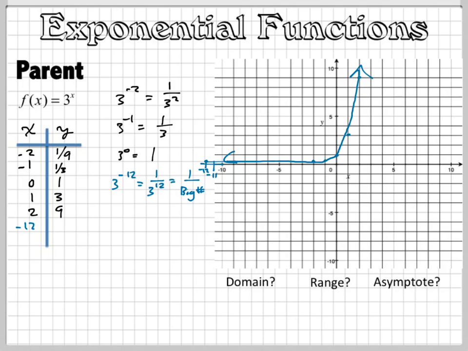Well, what if I pick -3? -3 is not that bad. See, if I go 3 to the -3, that's going to be 1 over 3 to the... No, I meant -3 with a positive exponent. Yeah.